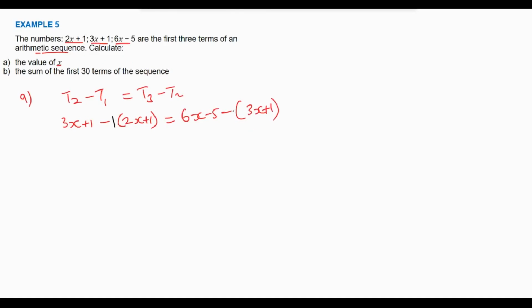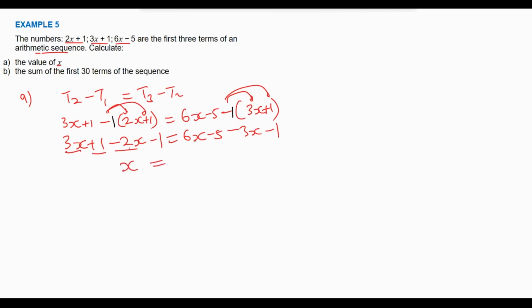Let's distribute the negative 1 here and the negative 1 there. What do we have? 3x plus 1, then distribute negative 1, negative 2x minus 1, and then is equal to 6x minus 5. Then distribute this, it's going to be negative 3x minus 1. Right, then let's simplify this. 3x minus 2x, that is x. Then 1 minus 1 is 0. Then 6x minus 3x, that is 3x. Negative 5 minus 1, that is negative 6.